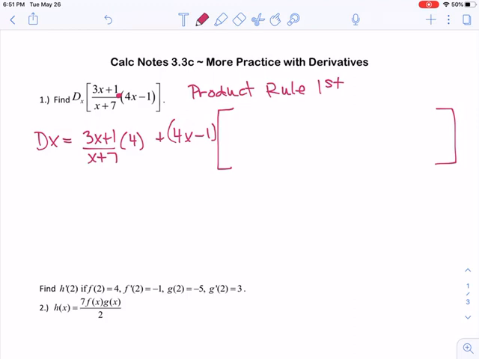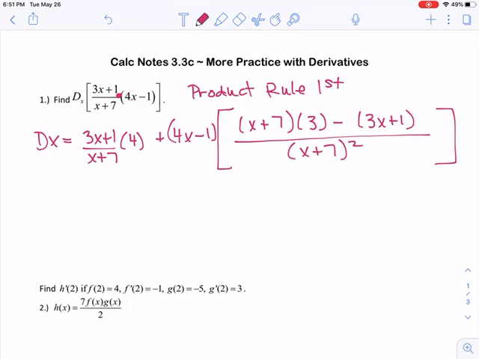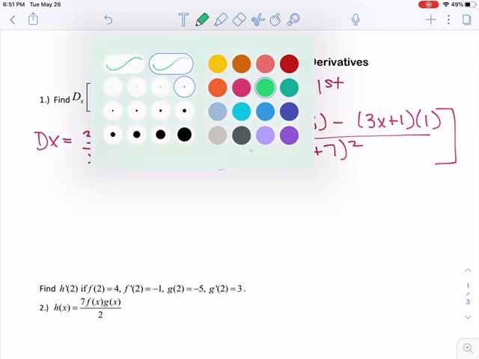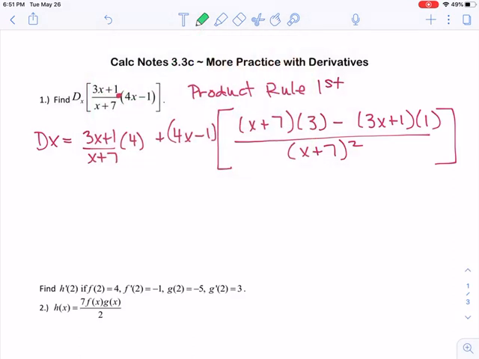I know that my quotient rule says start with the denominator and square it in the denominator. Then I'm going to jump up top and I start with the denominator, x plus 7, times the derivative of the numerator, which is a 3, minus the numerator, 3x plus 1, times the derivative of the denominator, which is 1. So let's go ahead and distribute and combine like terms up top in my quotient. So if I do that, I'm going to have a 3x plus 21 minus 3x minus 1.